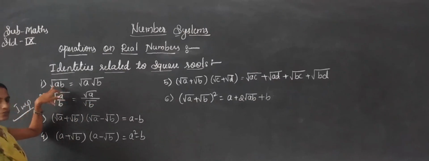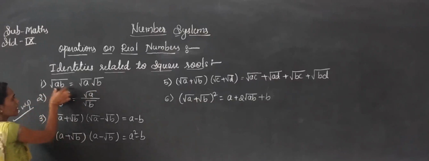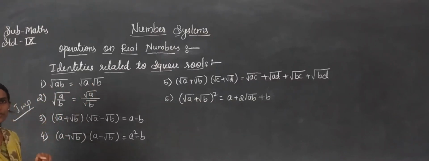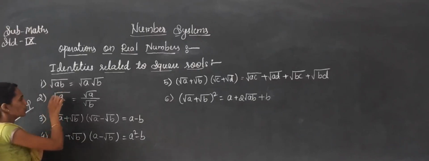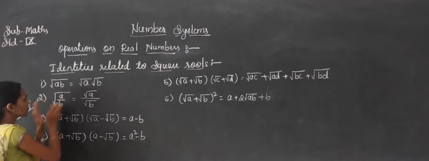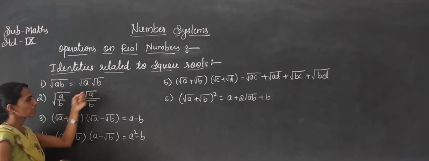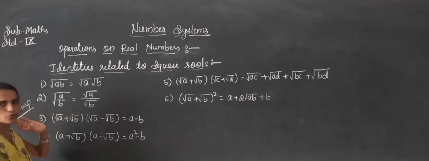Root AB we can write as root A into root B. So separately we can divide this one. First identity is root AB is equal to root A into root B. The second one, whole root A by B, square root of A by B, means we can put the separate square root for A and for B: square root of A divided by square root of B.